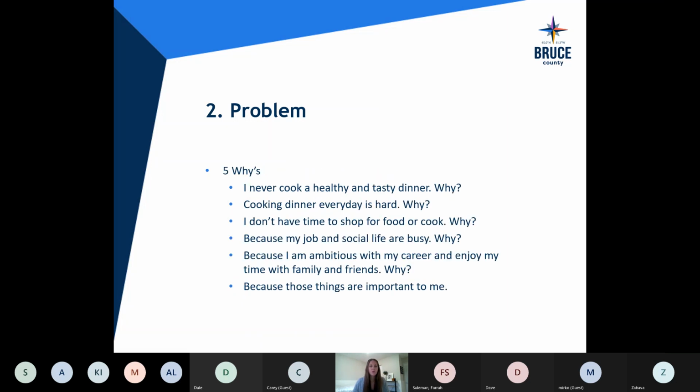So the problem is one of the most important parts of this whole lean canvas, because that's why you're in existence. So really make sure that you're identifying the root cause of the problem. Here, we've identified that people want to spend time with their family and friends because they're important to them.